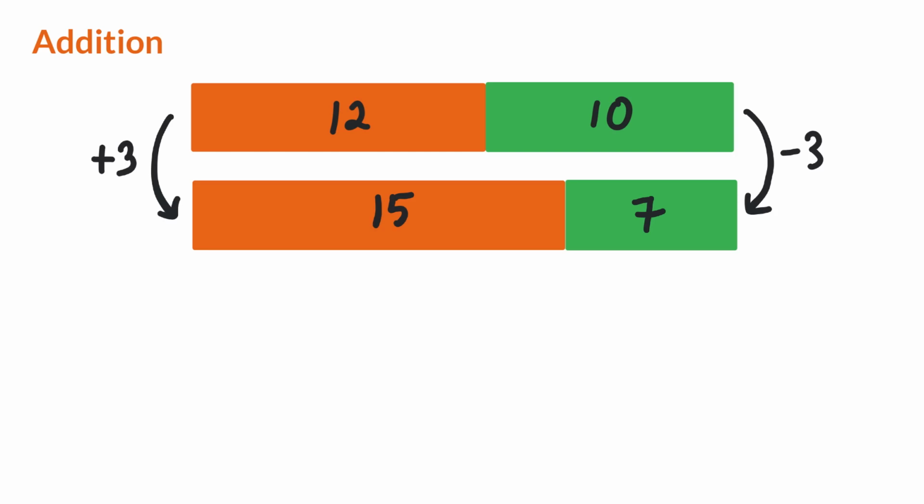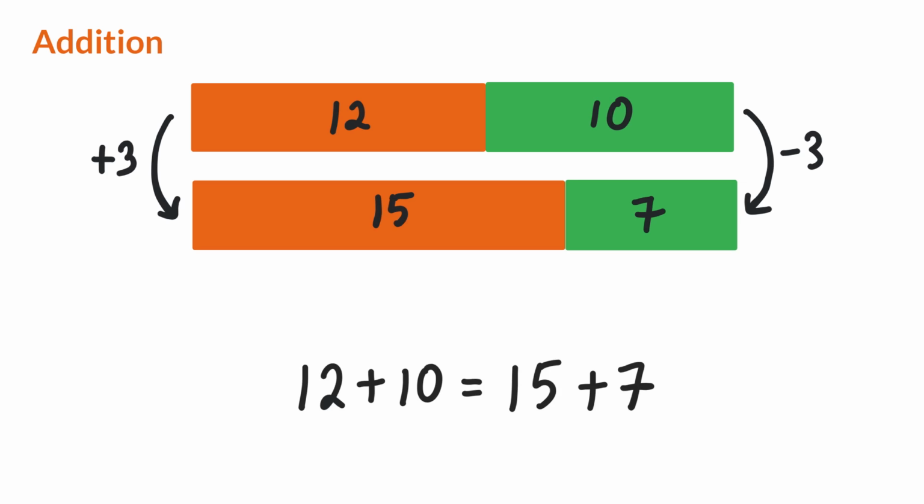We can write a number sentence to show that the length of the bars is the same. So I can write that 12 plus 10 is the same as 15 plus 7. You can also just look at the number sentence and notice that the 12, if I compare it to the right hand side, goes up by 3. But the 10 on the left hand side, if I compare it to the 7, goes down by 3. We can use this model to help us find unknowns in number sentences.